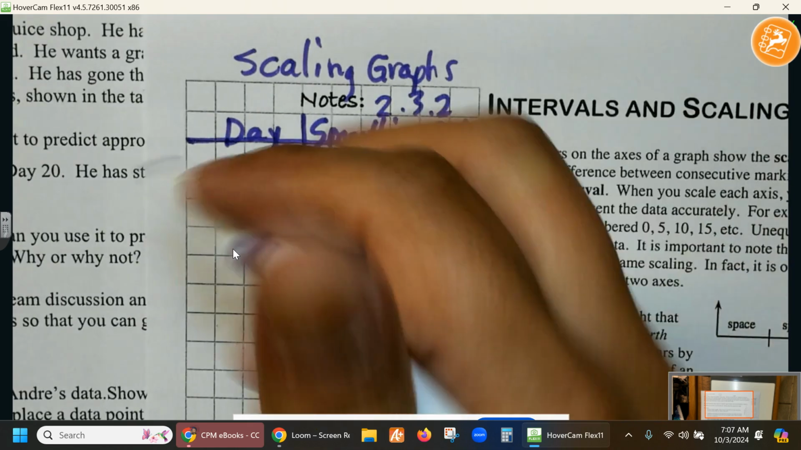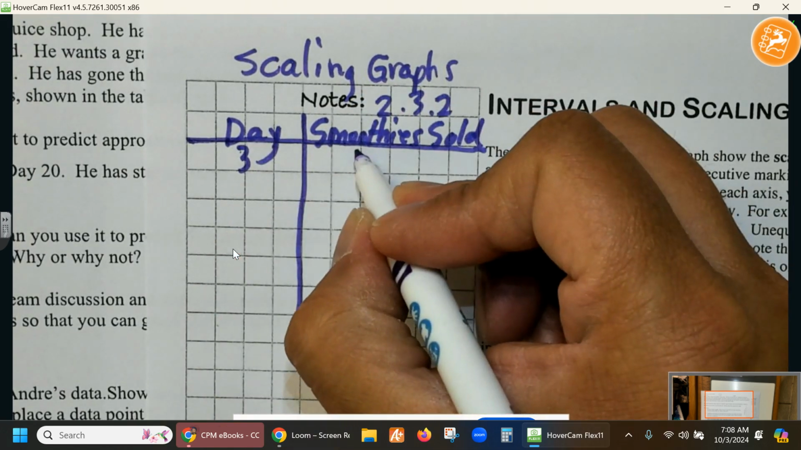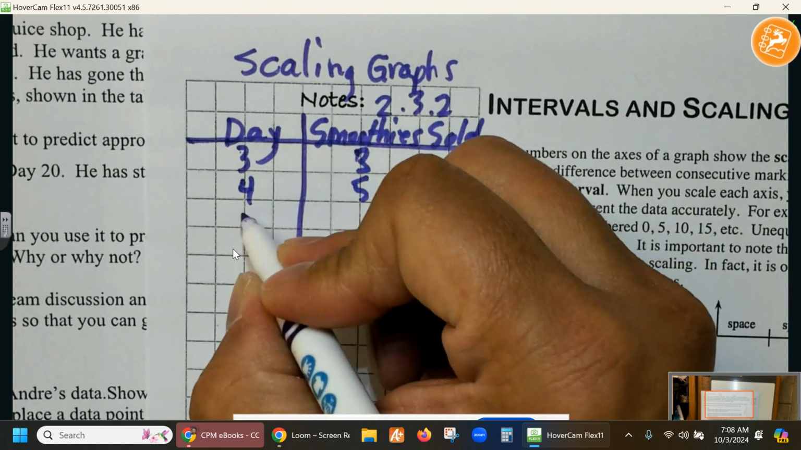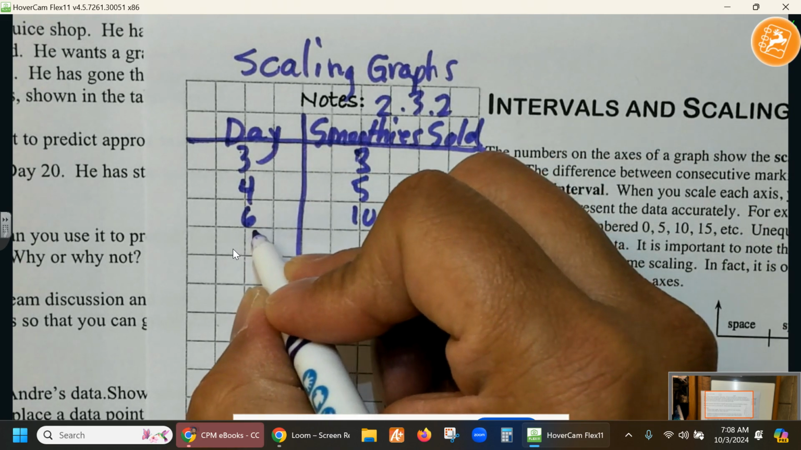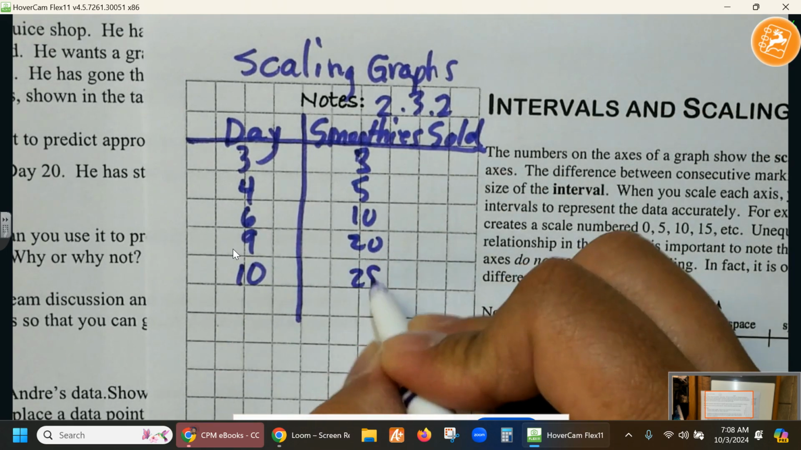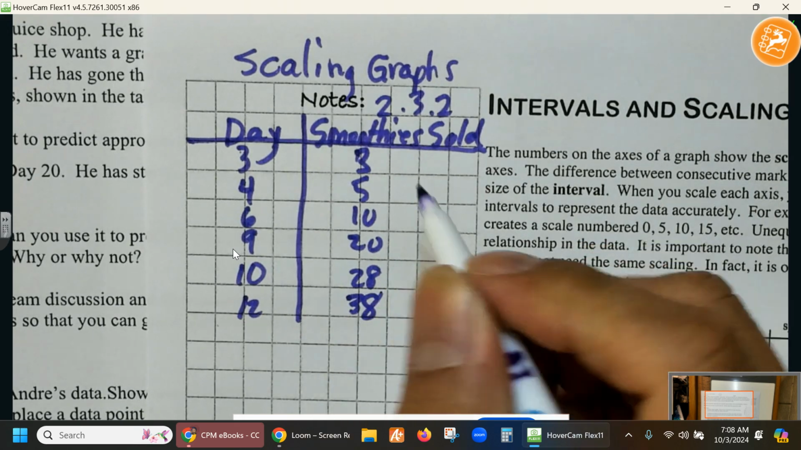And this will help us to organize for our graph. So day 3, they sold 3 smoothies. Day 4 is 5. And then 6 is 10. 9, they sold 20 smoothies. 28 smoothies. And 38 smoothies.